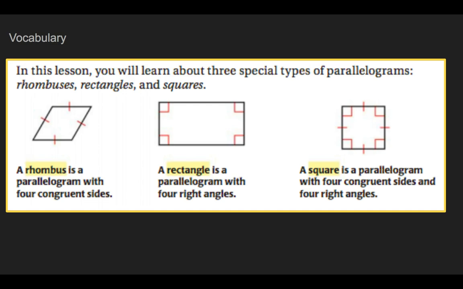In this lesson, we will learn about 3 special types of parallelograms: rhombuses, rectangles, and squares. As he just mentioned, a rhombus is a parallelogram with 4 equal sides. We call it equilateral. A rectangle is a parallelogram with 4 right angles or 4 equal angles, called equiangular. If your quadrilateral is equilateral, all the sides are the same, and equiangular, all the angles are the same, then we call that a square.